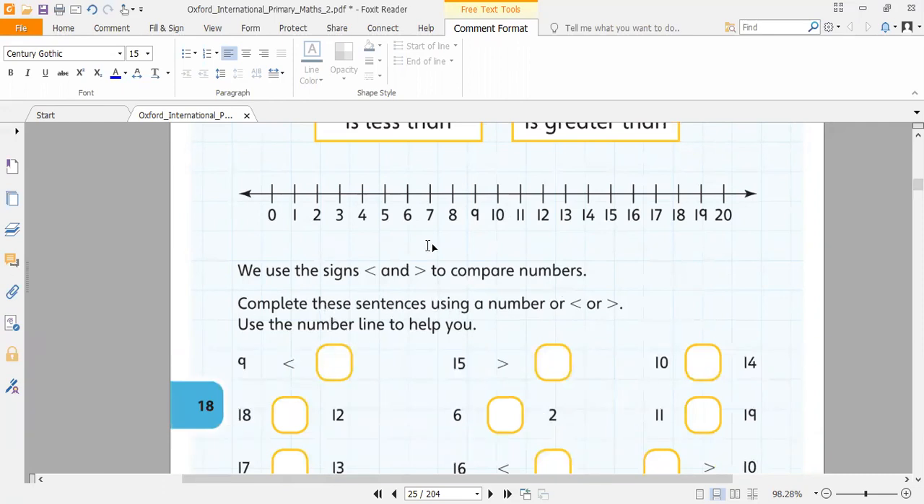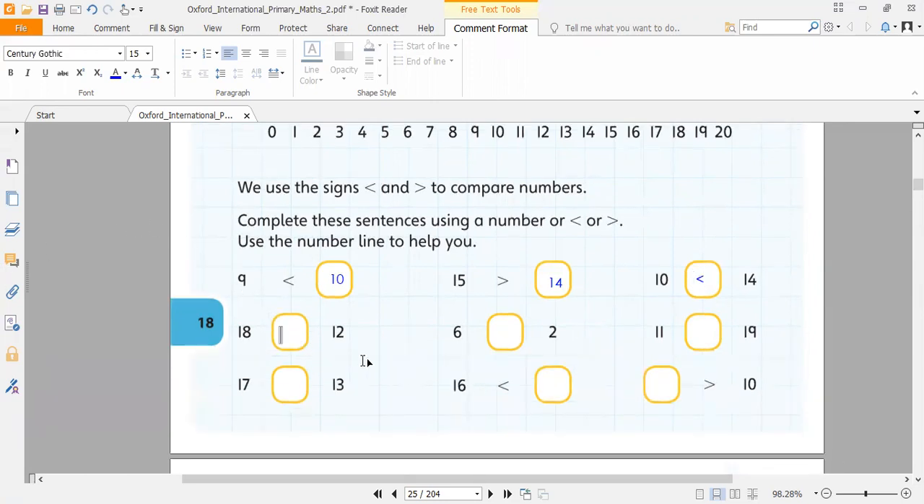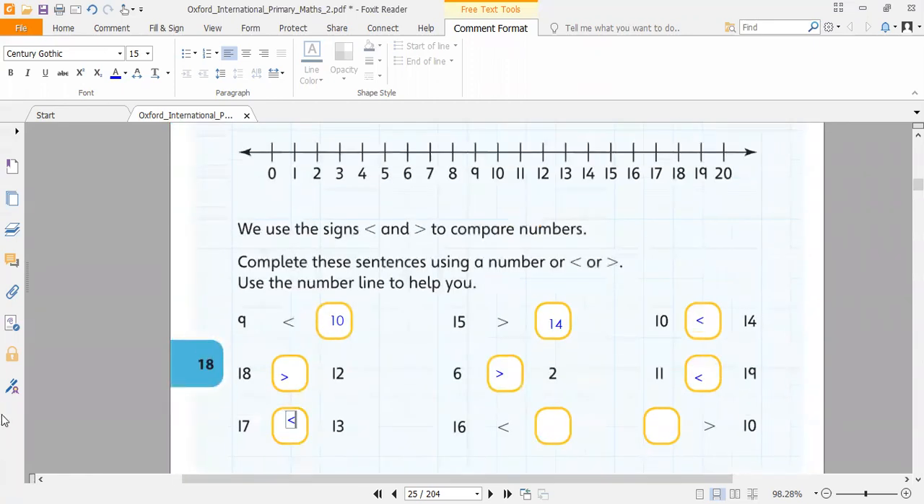Here we can see that an exercise is given. We can write 10 here. 9 is smaller than or less than 10. 15 is greater than 14 or 13. 10 is smaller than 14. 18 is greater than 12. 6 is greater than 2. 11 is less than 19. 17 is greater than 13. So you can do it for practice.